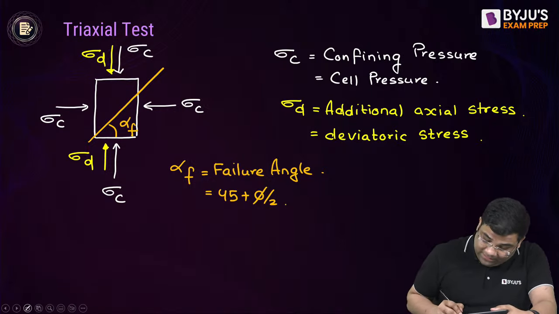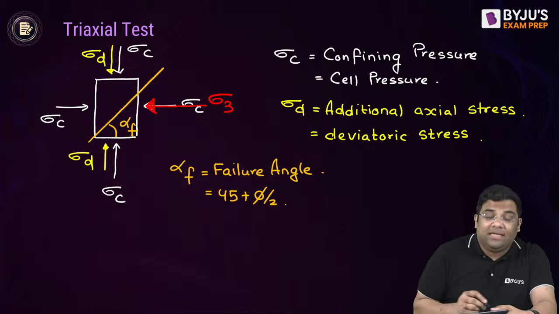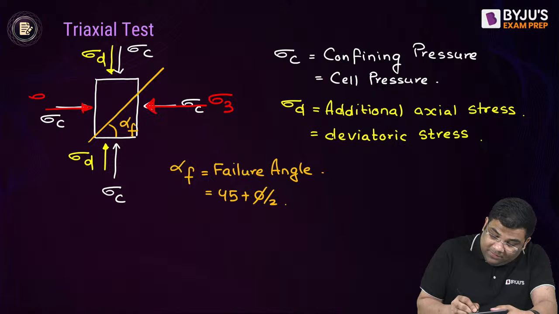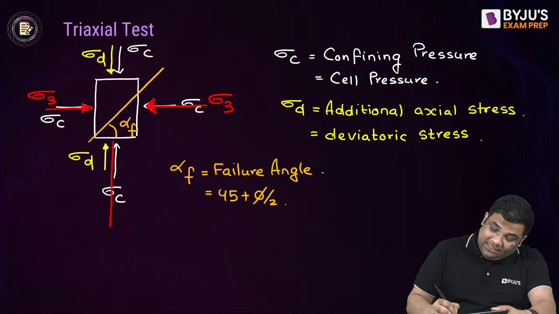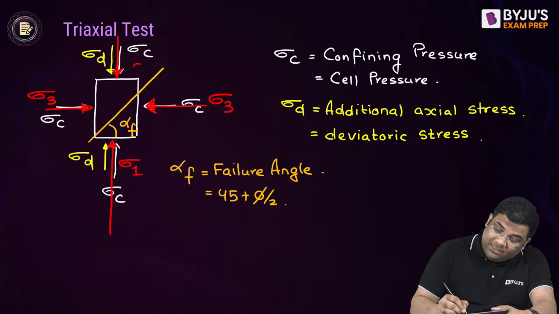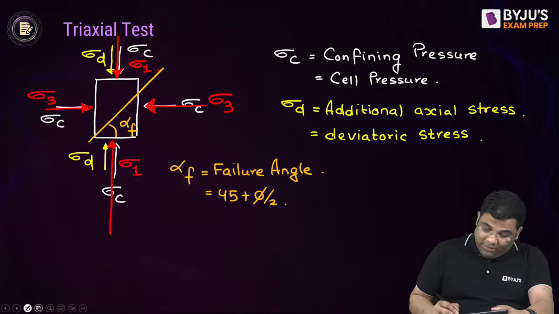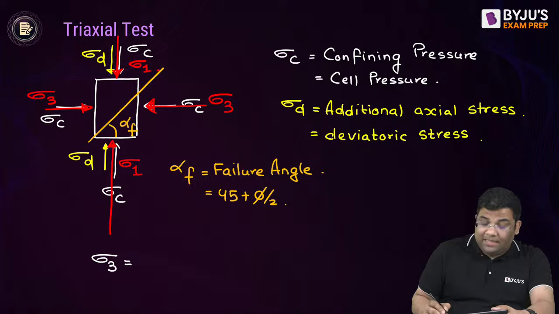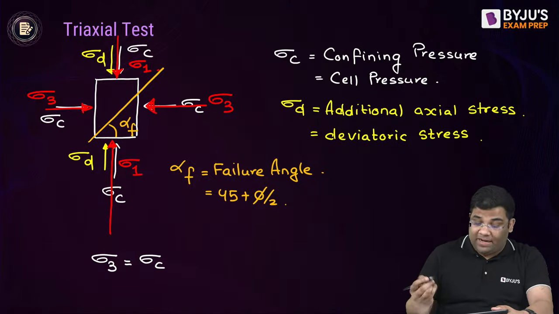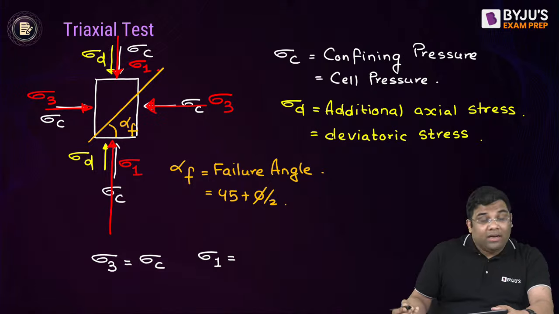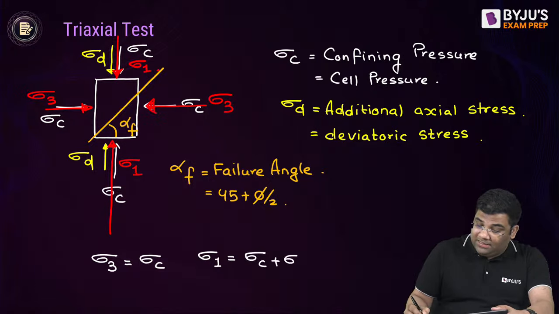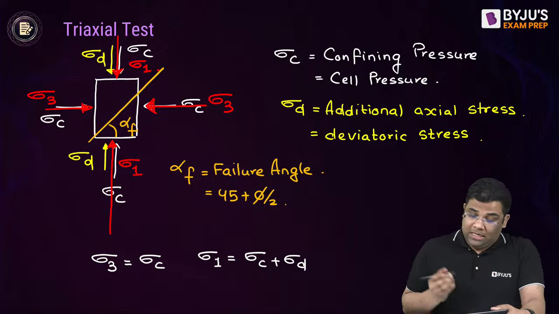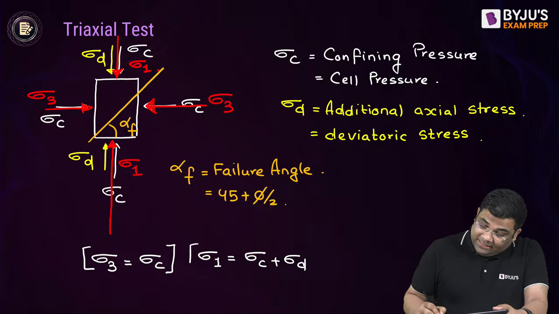Now what happens? This sigma c becomes the minor principal stress sigma 3. And sigma c plus sigma d becomes the major principal stress sigma 1. So sigma 3 here is sigma c, the cell pressure or confining pressure. And sigma 1 is equal to sigma c plus sigma d. Very good. Now this is sigma 3 and this is sigma 1.